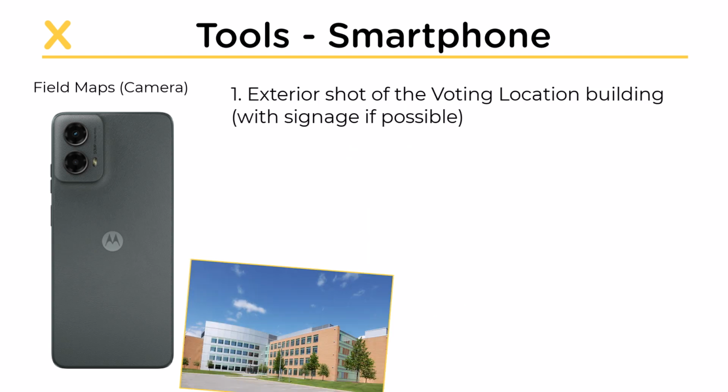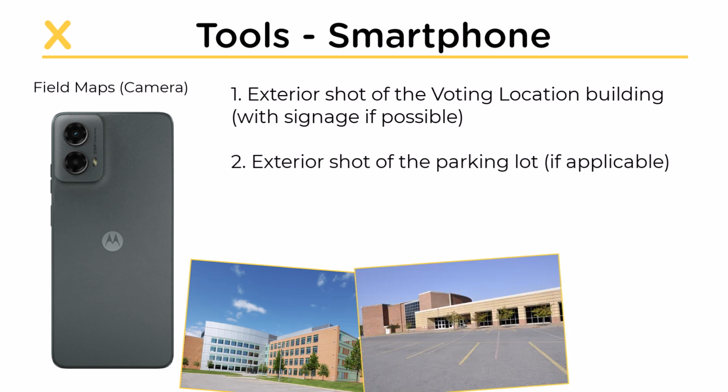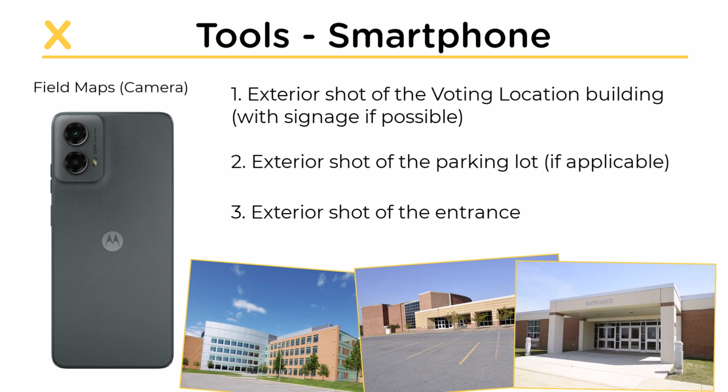Exterior shot capturing the whole voting location, preferably with the signage and address, used as the first photograph for the website and can be used to identify the start of a series for this voting location. Exterior shot of the parking lot, to assist the elector in locating available parking. Exterior shot of voting location entrance, to assist the elector in locating the entrance into the building.